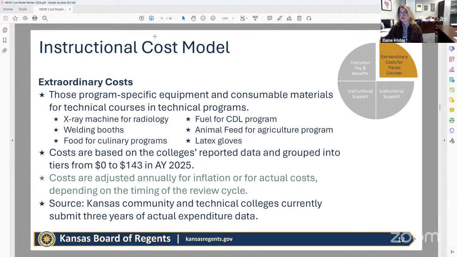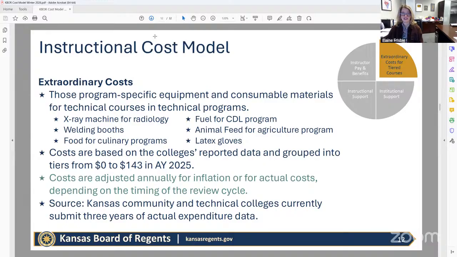And then lastly, the fourth element for our tiered courses: these are the program-specific equipment, consumable supplies, and materials that our programs need. If you have a radiology program, you might have to have an X-ray machine, welding booths, food for your culinary programs, fuel for your CDL programs, latex gloves in healthcare programs, and so on.